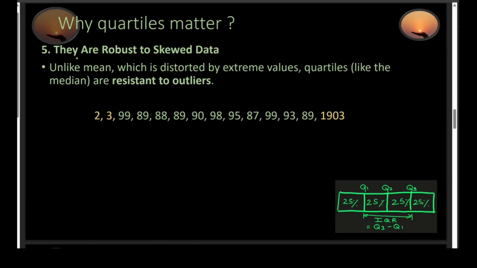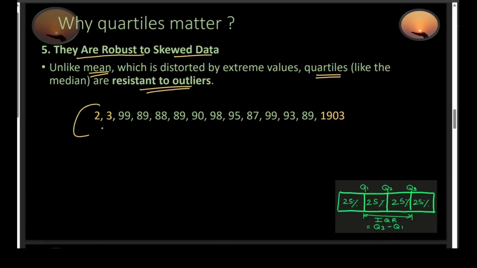Now, quartiles are also robust to skewed data. So mean, if you remember, if you put in some extreme value, then your mean can change. On the other hand, your quartiles would not change. They are basically resistant to outliers.